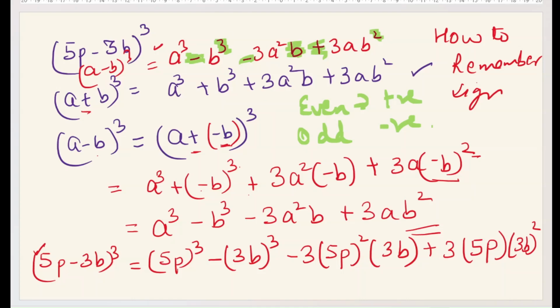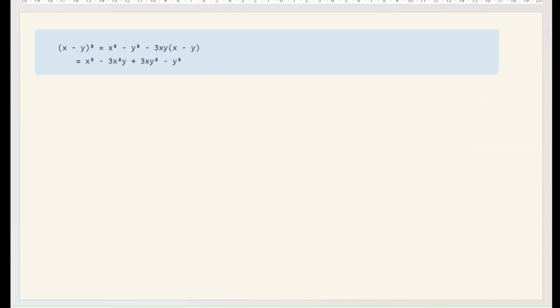Okay, now next. Same identity: x cube minus 3x square y plus 3xy square minus y cube. Remember this. Okay, now next question.